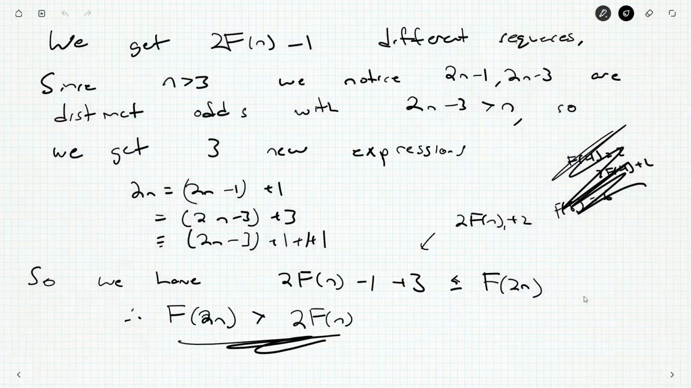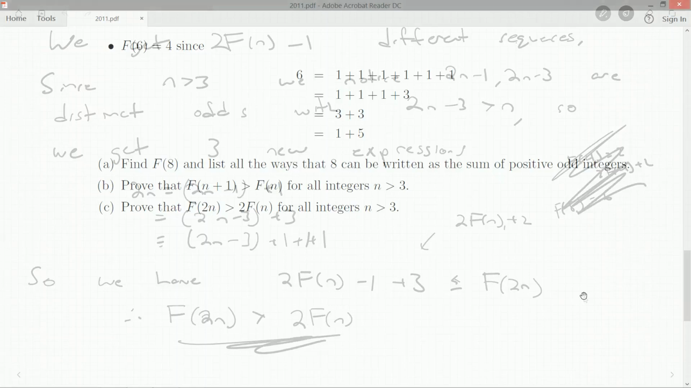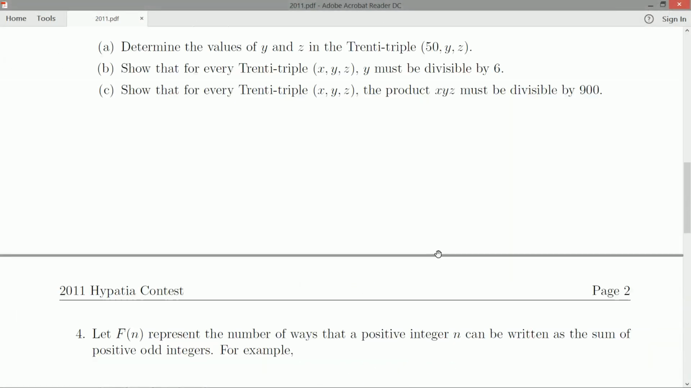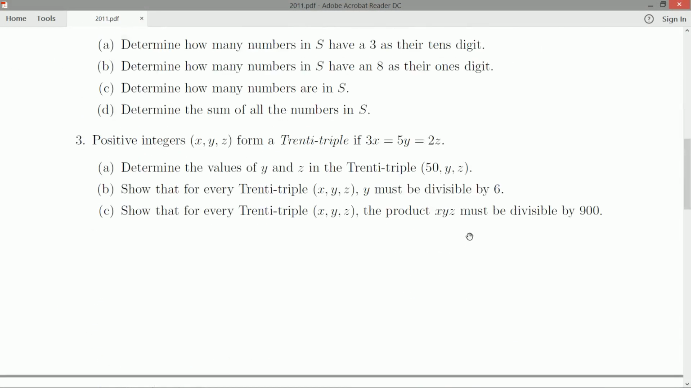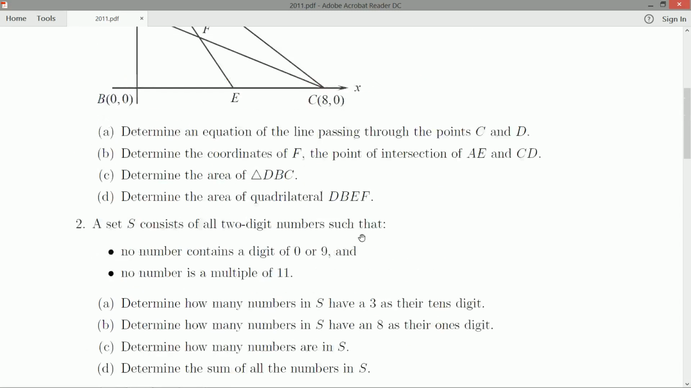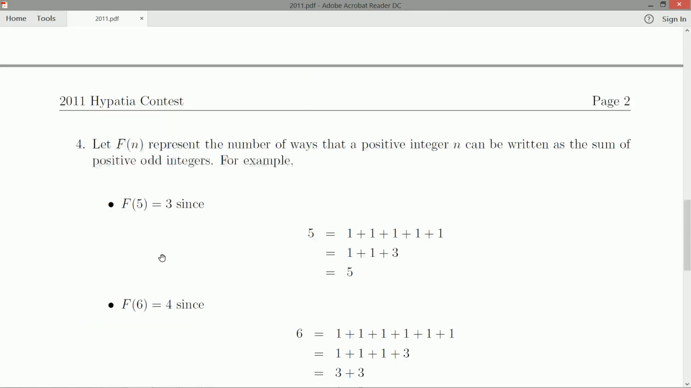But it has been a long Hypatia. At least this question feels quite long. So I am ready to take a break. It was a good Hypatia. I liked it overall. I especially liked question 3. It was a lot simpler, I thought, than most question 3s. But I like the 2011. I can't wait to see what's in store for the 2012 Hypatia, which will be the next Hypatia I do.